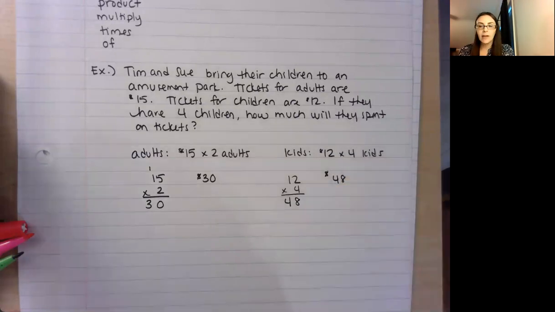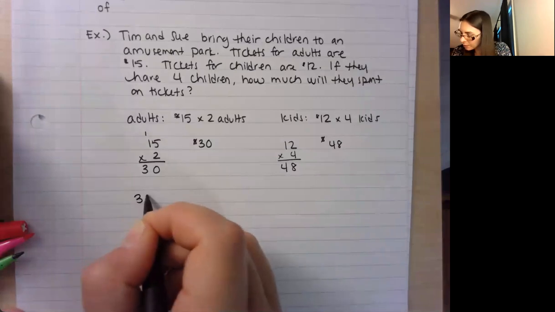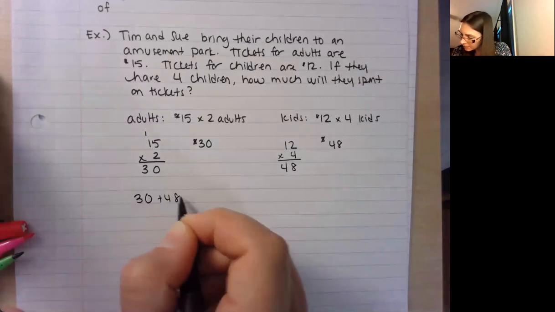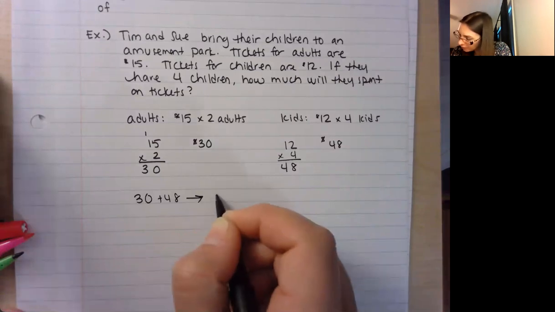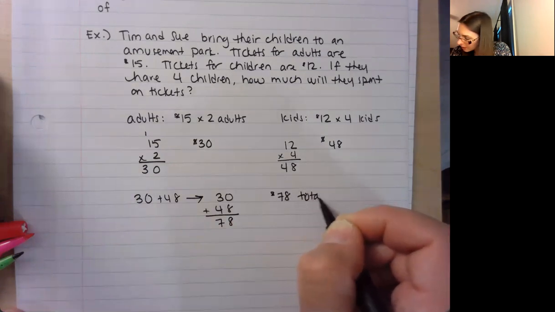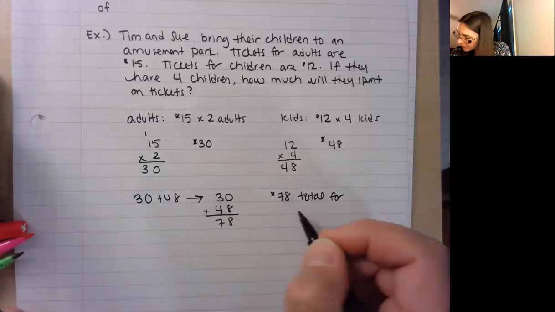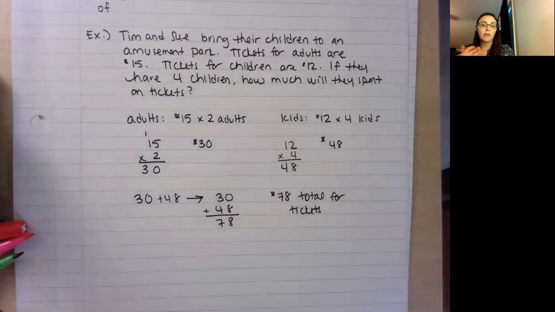So if I want to find out how much they spent all together, then we're going to have to find the total. So 30 plus 48. And again, some of this I know you can do in your head. But if not, you can line it up. Okay. And we'll see that Tim and Sue are going to spend $78 altogether for tickets to the amusement park that day.